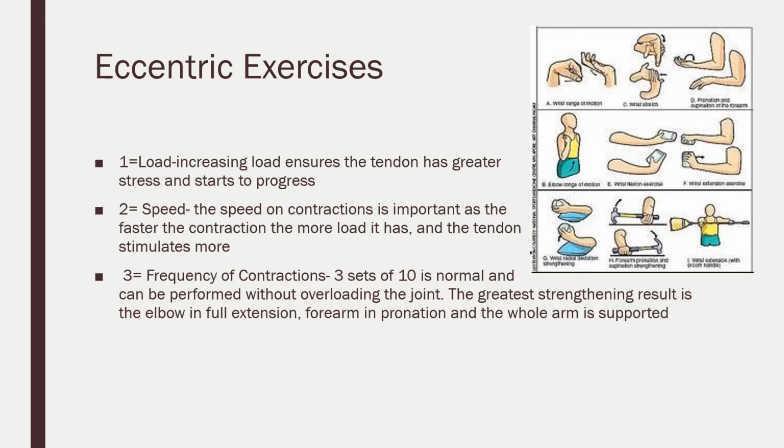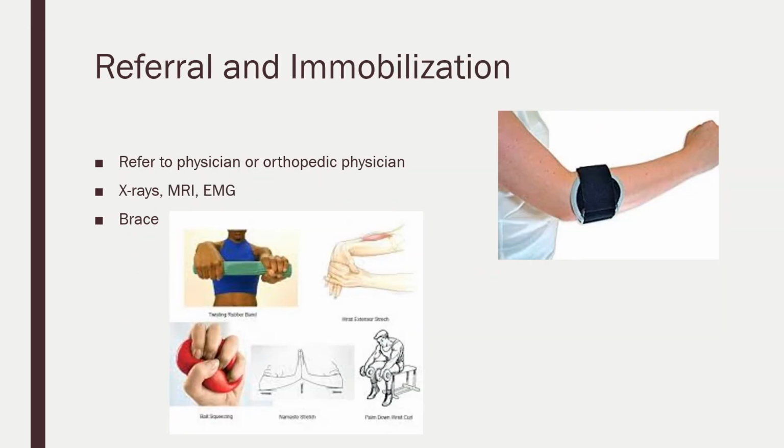Eccentric exercises. Load increases ensure that the tendon has a greater stress and starts to progress. The speed of contractions is important, as the faster the contraction, the more load it has, and the tendon is stimulated more. And the frequency of contractions. 3 sets of 10 is normal and can be performed without overloading the joint. The greatest strengthening result is with the elbow in full extension, forearm in pronation, and the whole arm is supported.